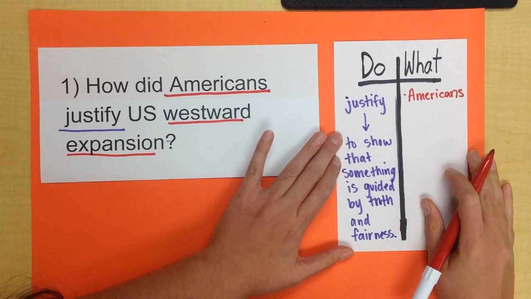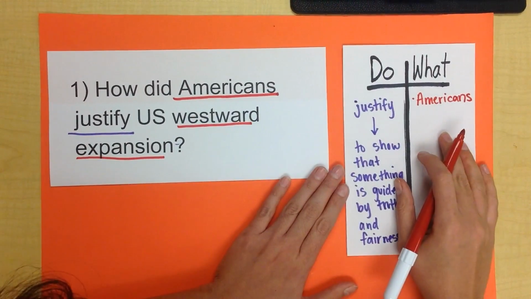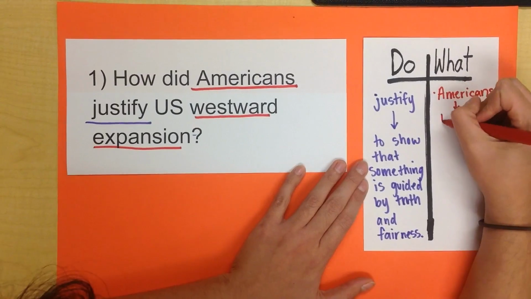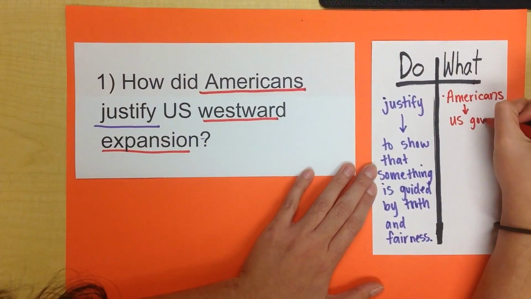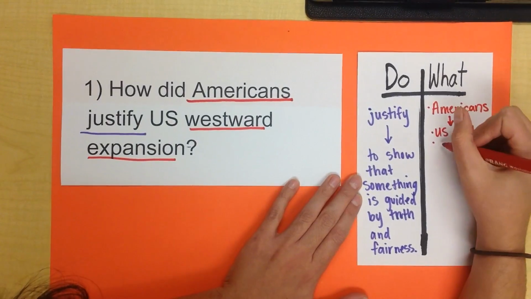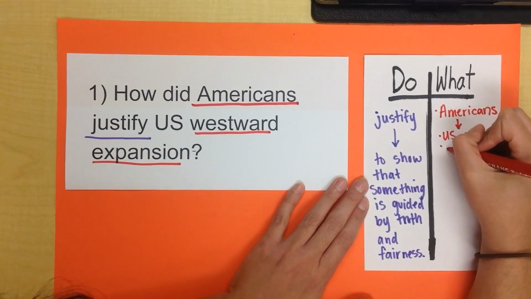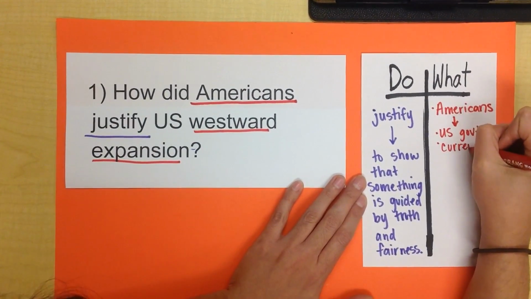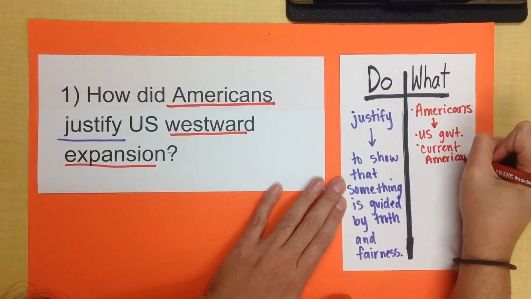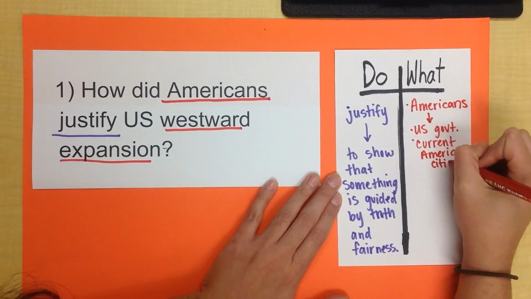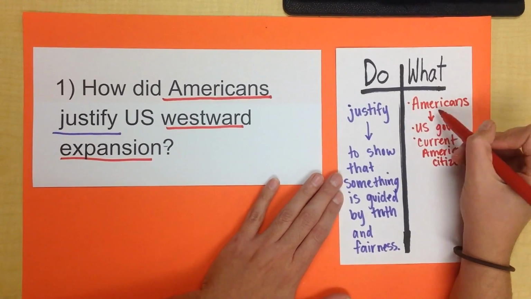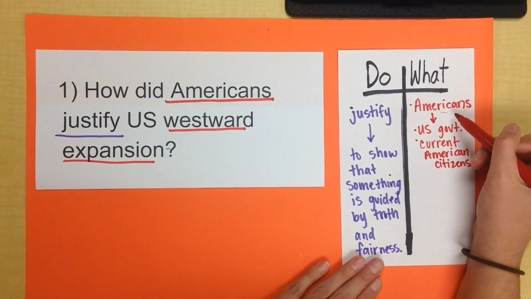When we're writing our essay about the prompt, we are going to have to make sure that we define what we mean by Americans. Are we talking about the U.S. government? Are we talking about current American citizens? Okay, so make sure that you define who you are talking about when you refer to the Americans.